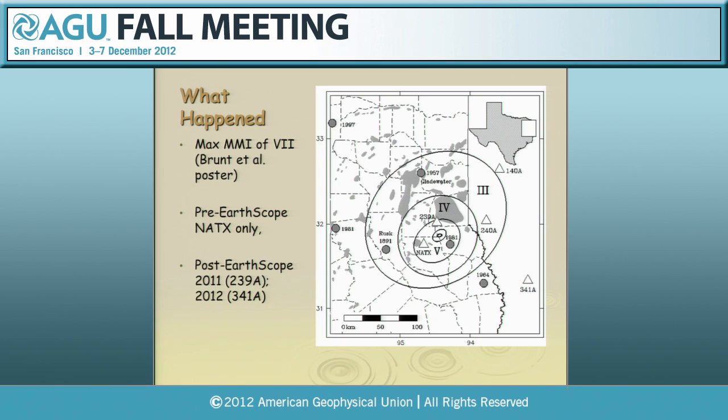Among the stations in the area that were pre-EarthScope, we only had one, which was NATX, which is still operational now. We got quite a bit of our data from that. And then after EarthScope, we were very fortunate to receive station number 239A, which is located up here. And in 2012, we got station 341, which is located over here in Louisiana, which later on you'll see was very critical to our study because it helped us to constrain our location in a northwest-southeast direction.